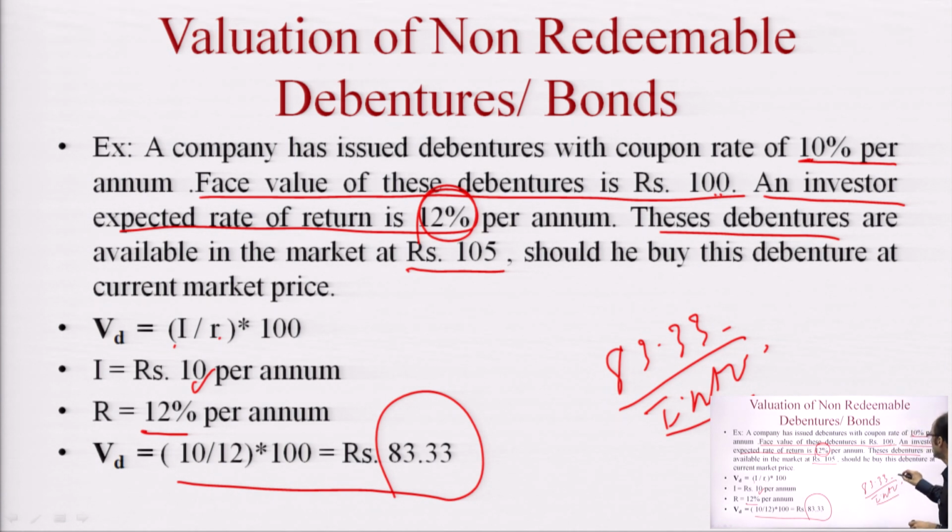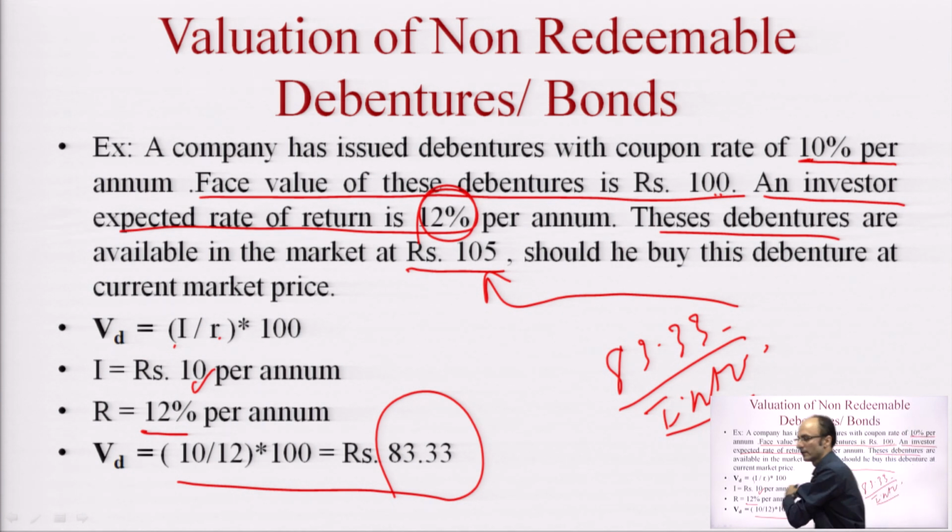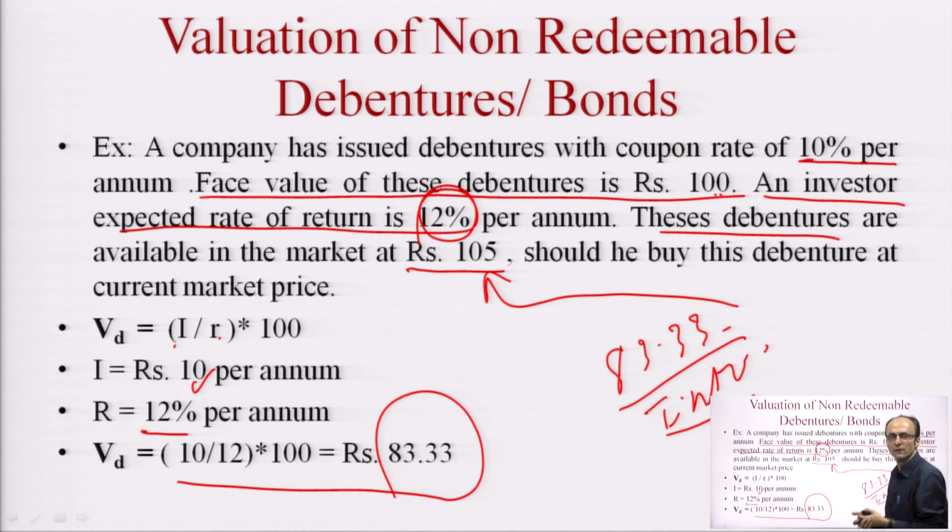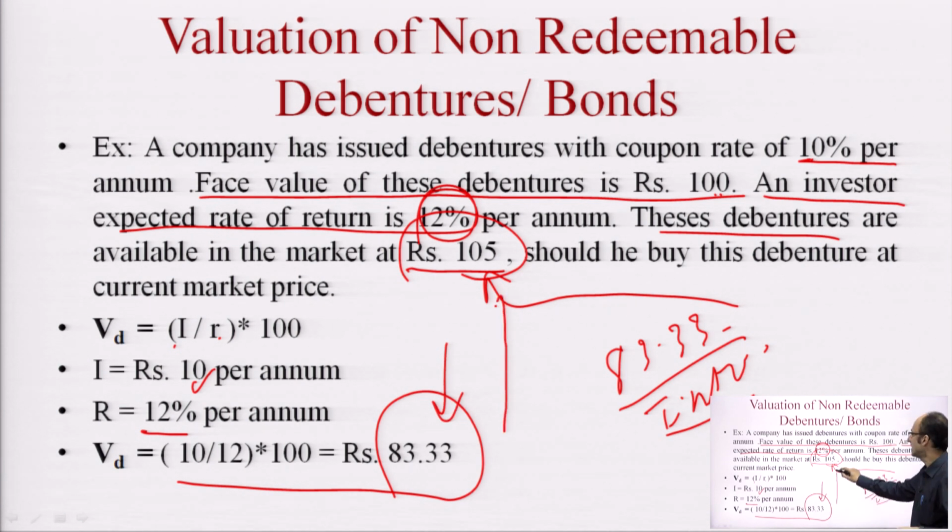Now we are comparing this intrinsic value with the market price that is currently prevailing in the market, and that market price is 105. Now the question arises whether the bondholder should purchase this or not. Actually, the current market price is far above the intrinsic value that the bondholder is getting here. It means currently the bond is overvalued.